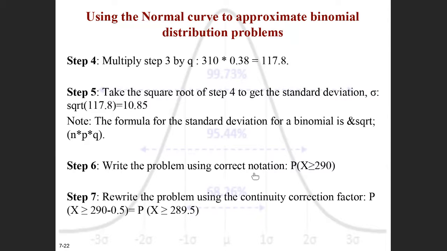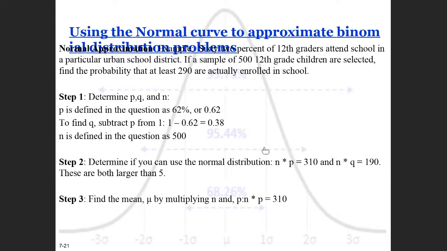You write the problem using correct notation, P of x greater than or equal to 290. Then rewrite the problem using the continuity correction factor. So x greater than or equal to 290 minus 0.5, which equals P of x greater than or equal to 289.5. Okay? So that is using the normal curve to approximate the binomial distribution, if you have such a problem.